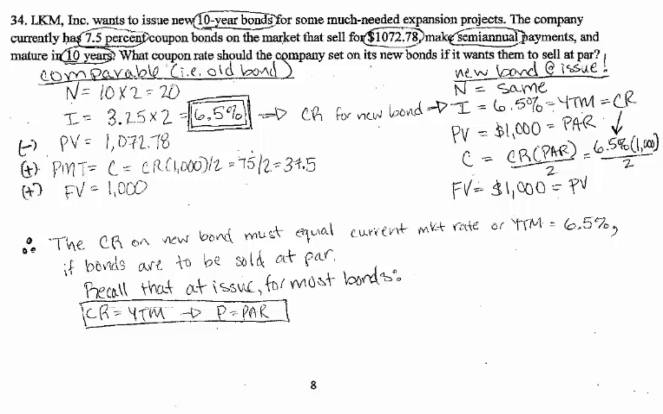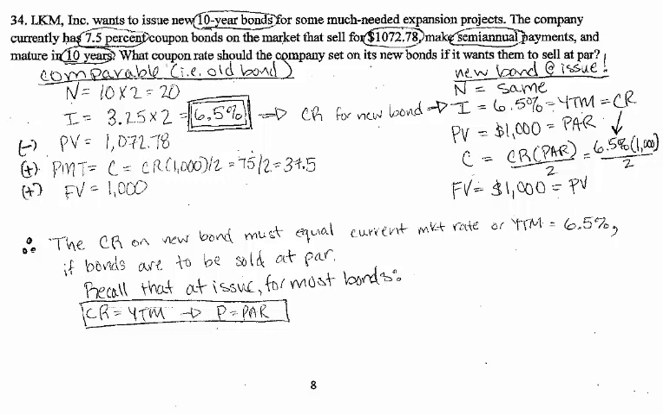PV is going to be negative the price, which they told us, of $1,072.78. The payment we have to figure out. They told us it's a 7.5% coupon rate bond, so we're going to take 7.5%, multiply it by par, and divide by 2, and we're going to get $37.50. The future value is obviously par, 1,000. You solve for I, and in this case, you get 3.25%. Now, make sure you multiply by 2 to get the annual yield to maturity of 6.5%.